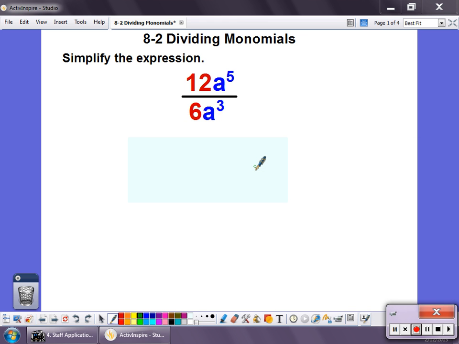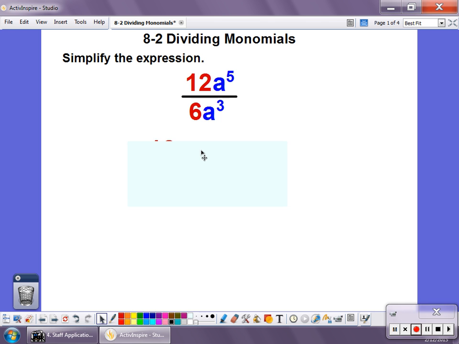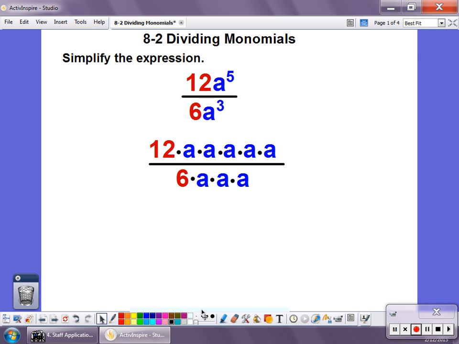When it comes to dividing monomials, the easiest way to do that is to think of them in terms of a fraction. And especially if you think of them in the beginning as a fraction in expanded form, it's really easy to see how you're going to go about simplifying this. So 12a to the fifth, if we expand it, can look like this: 12 times a, 5 times, and 6 times a, 3 times, and we write it as a fraction.